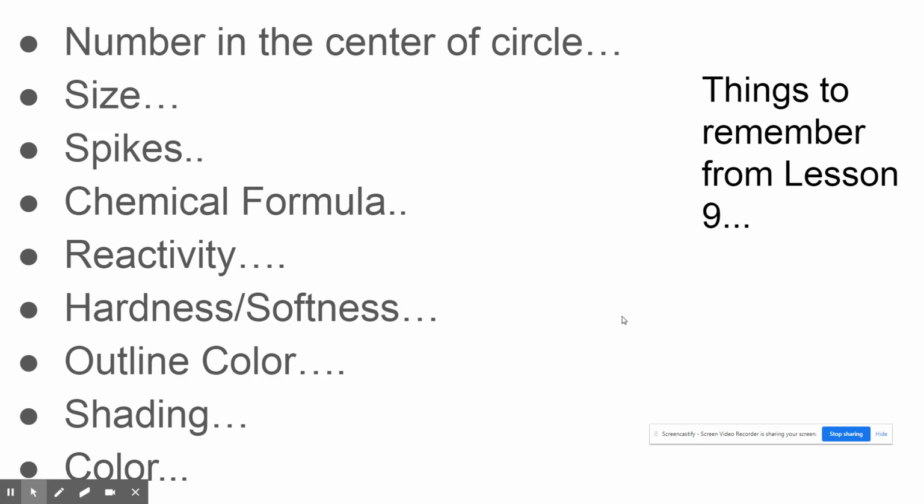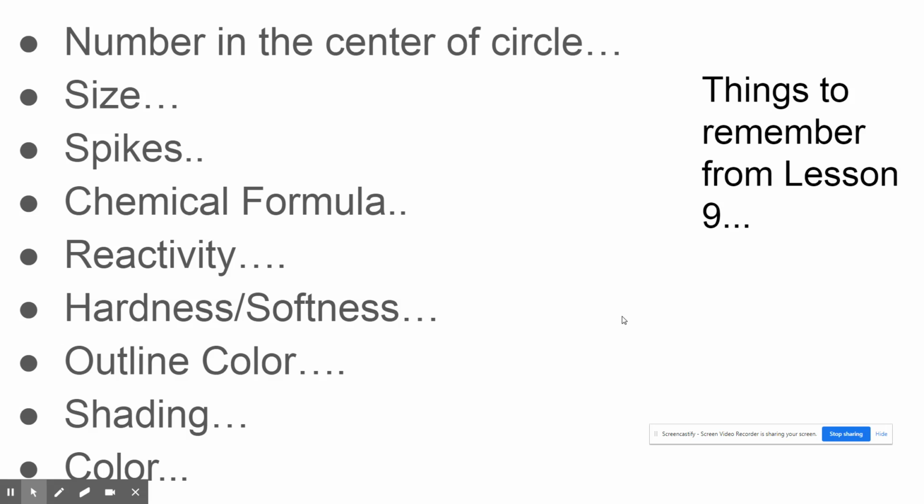Okay. So looking at the cards that are in front of you, let's review some information from lesson 9. These were kind of key points, key ideas here. Looking at your cards, there are numbers in the center of the circle. You also see element symbols. We've already identified what an element symbol is. It starts with a capital letter. If there's a second letter that goes with that symbol, it's lowercase. Those numbers inside the center of the circle give us some really good information.